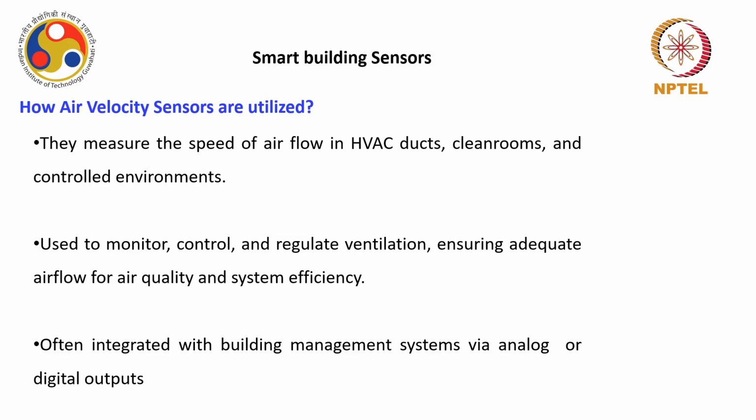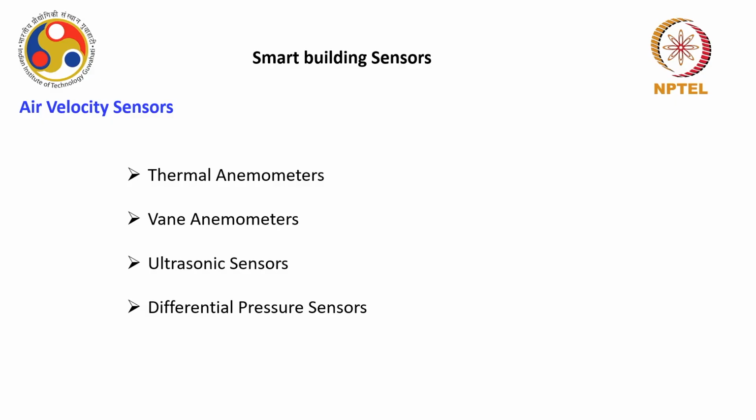They measure the speed of airflow in HVAC ducts, clean rooms and in controlled environments. They are used to monitor, control and regulate ventilation, ensuring adequate airflow for air quality as well as for system efficiency. They are often integrated with a building management system, or BMS, via analog or digital outputs, depending on what kind of device it is. Typically, air velocity sensors are of 4 different types. One is the thermal anemometer. Please note that there is another name for the air velocity sensor, which is the anemometer.